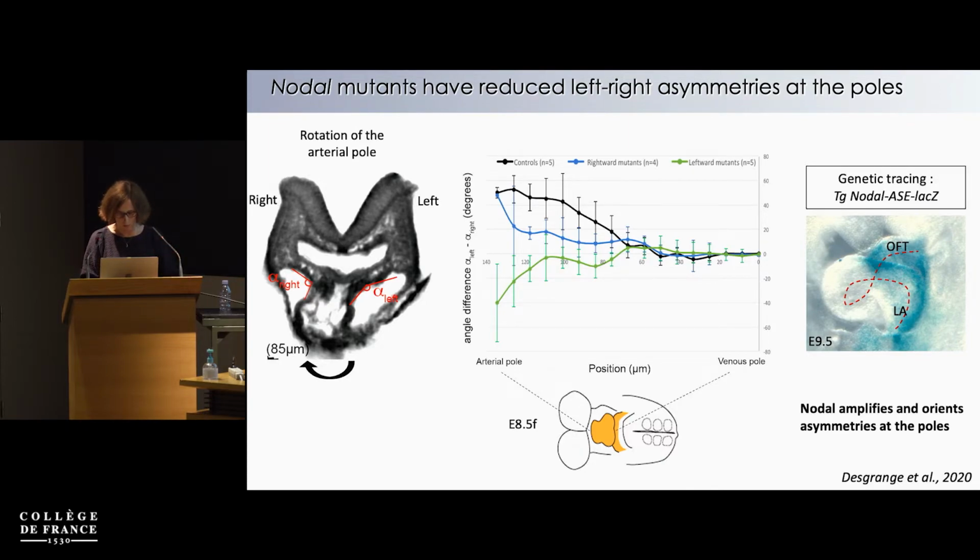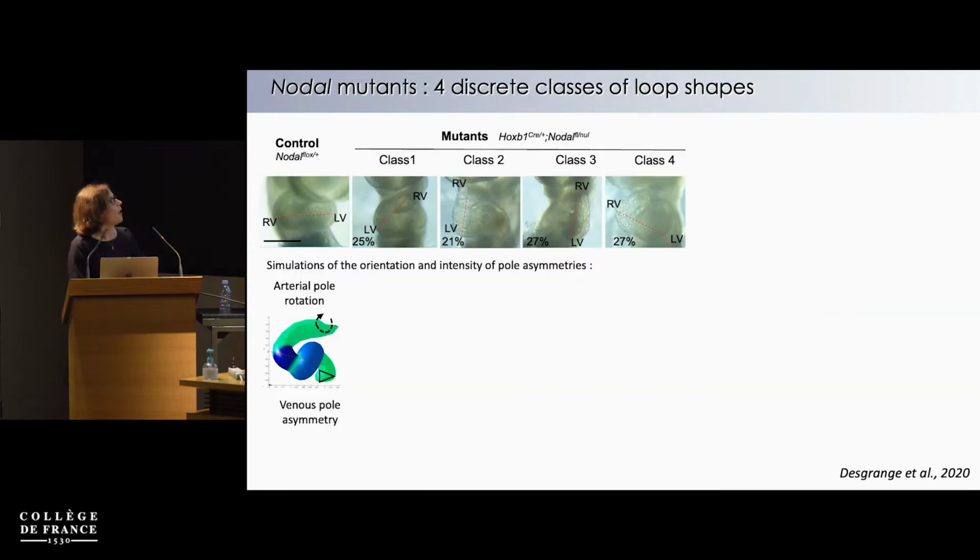So what are the consequences for the shape? When you look at the shape of the heart tube in nodal mutants, we found 4 different categories of abnormal heart loop shape. This is not a continuum. We've done the quantification of the shape, and we can see that these categories cluster individually. And these classes are equally frequent. So we can use statistics to show that it's a randomization. So this is one example of a random event.